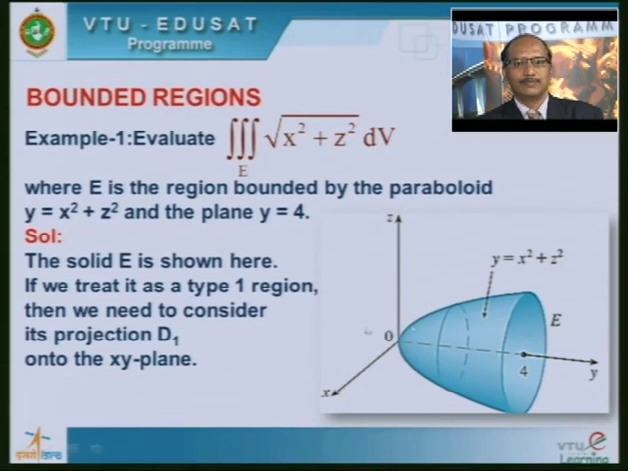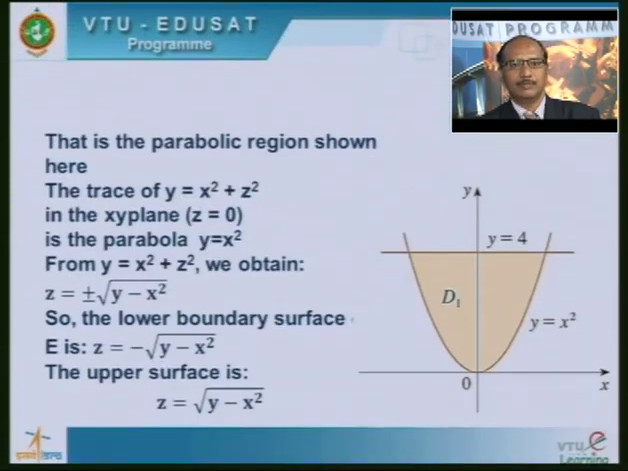Here you want to consider the type 1. We have many types, type 1, type 2, type 3 in triple integrals. Suppose you want to consider type 1 region. You remember type 1 region, the limits of the first integral are z limits, which are functions of x, y. Then its projection on the xy plane we have to take.